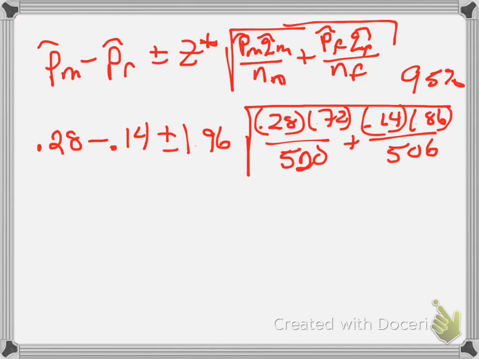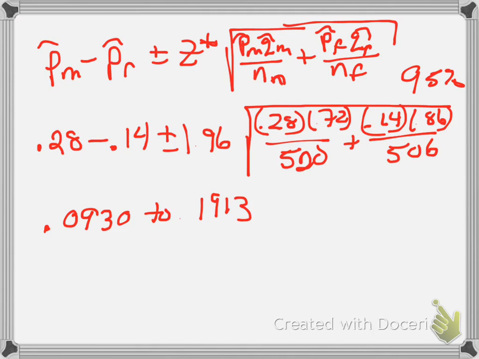Okay, so when you go to your calculator, you're going to go to stat, and you're going to go to confidence intervals, and I think it's number 6. You're going to go to 2 props, okay? So when I did this, I got 0.0930 to 0.1913.